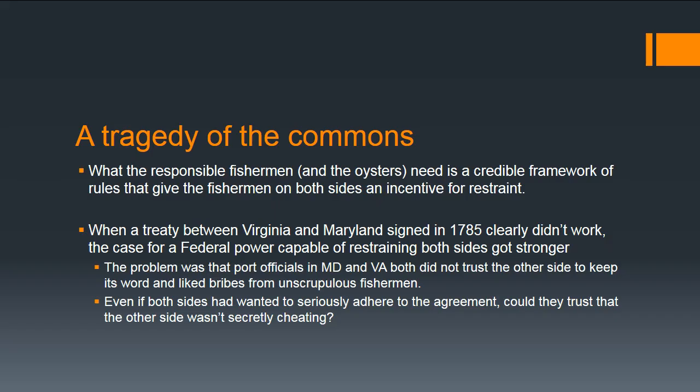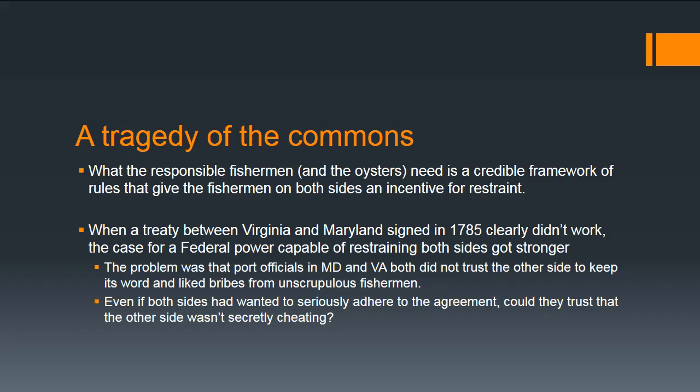And because there was no framework to enforce the treaty on both states, there was no power higher than Virginia and Maryland to impose penalties on Virginia and Maryland fishers for overfishing, then the treaty failed, right? And the problem was that port officials in Maryland and Virginia didn't really trust the other side to keep its word, and unscrupulous fishermen liked to bribe these port officials.